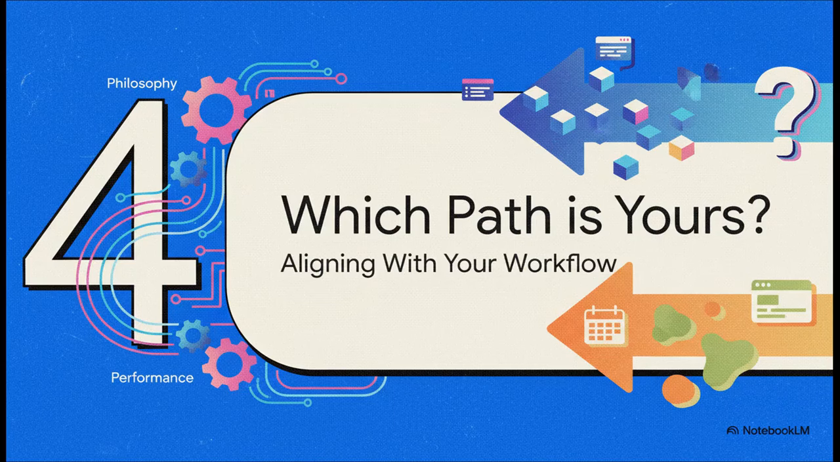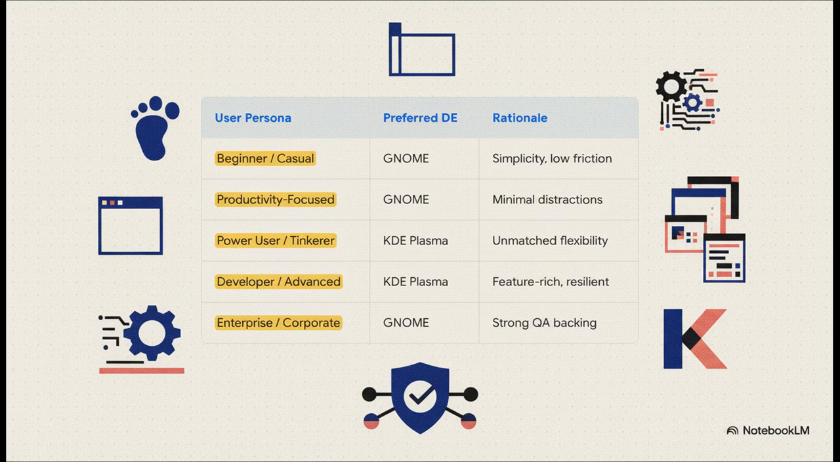Okay, so we've gone through the philosophy, and we've peeked under the hood at performance. Let's bring it all back home and figure out how you can align one of these desktops with your specific workflow. Which of these paths is the right one for you? So let's just break it down by the type of person you are. If you're a beginner, or if you're really focused on productivity and just want something simple that works, GNOME is probably the way to go. But if you're a power user, a tinkerer, a developer, someone who needs that deep flexibility and rock-solid resilience, then KDE Plasma is the clear winner.